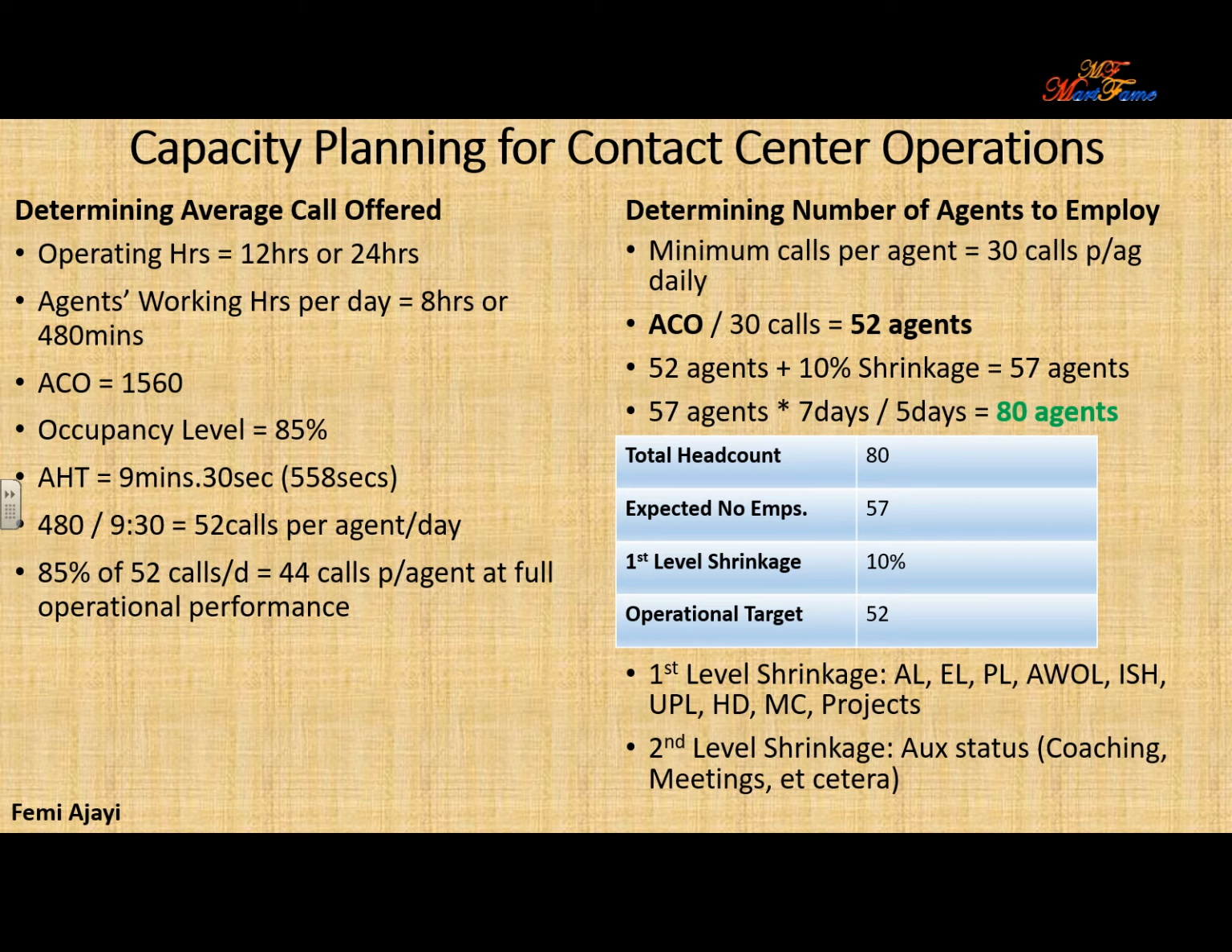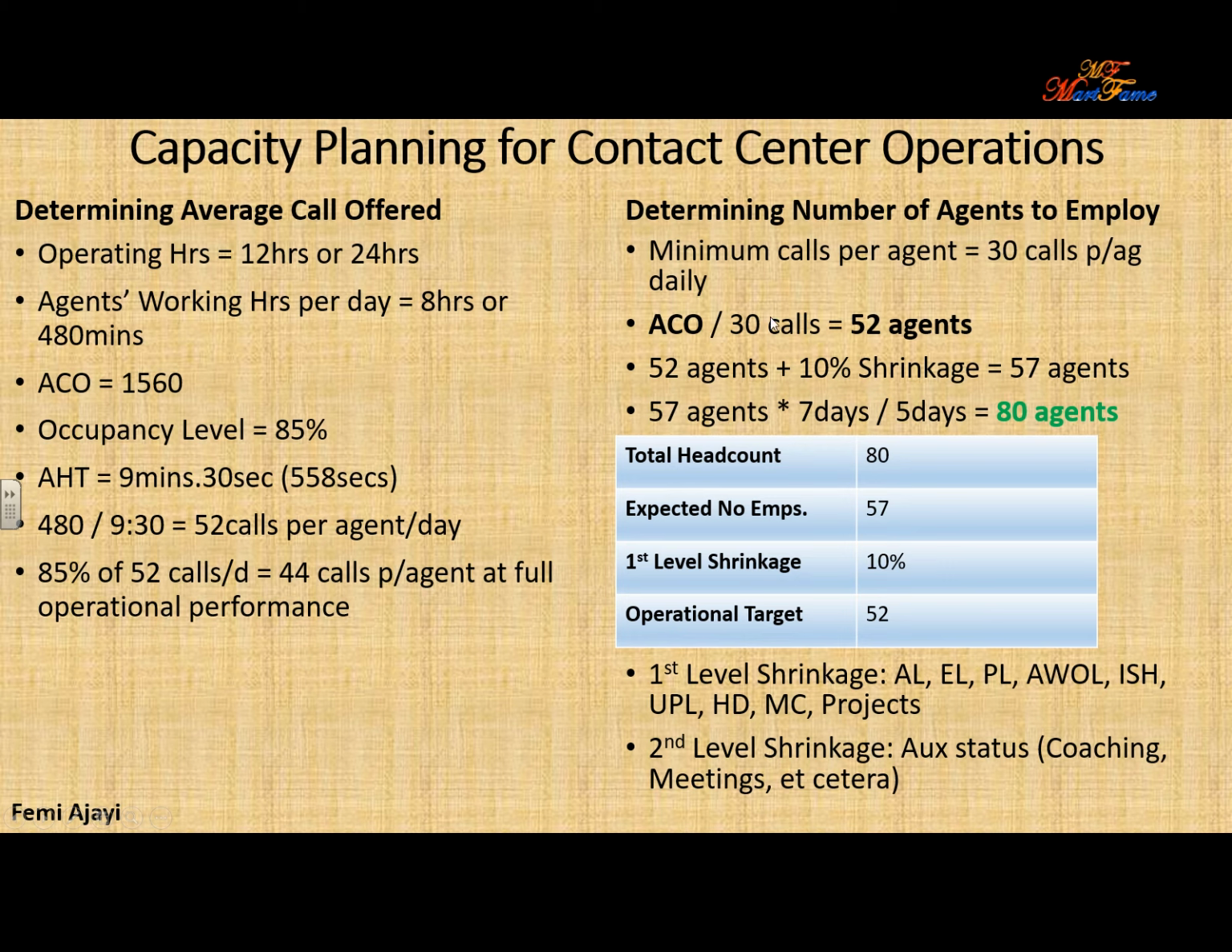So what we want to do for these 44 calls that each agent will be taking is to set a minimum. So the minimum in this case will be like 70%. So it's 70% of 44 calls, which will give us something between 30 to 32. But to make the calculation very straightforward, let's put it as 30 calls per agent.